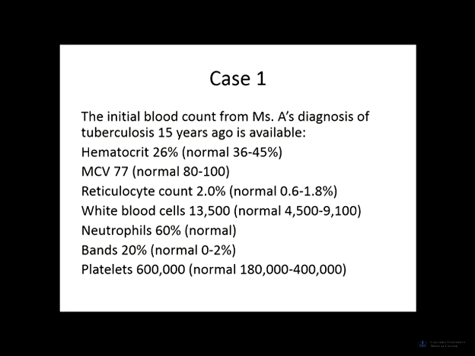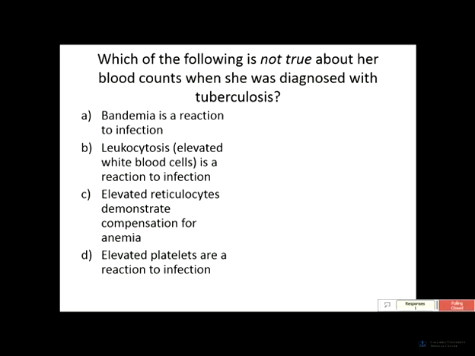This is what her blood counts looked like, say, in 2000. And the question's going to be based on these labs. I'm going to go back and forth between the question slide and this. Anemic, slightly low MCV, slightly above normal retic count, white blood cells high, high bands, high platelets. I'll let you look at this, and then I'm going to go back to the labs, and then I'll go back to this.